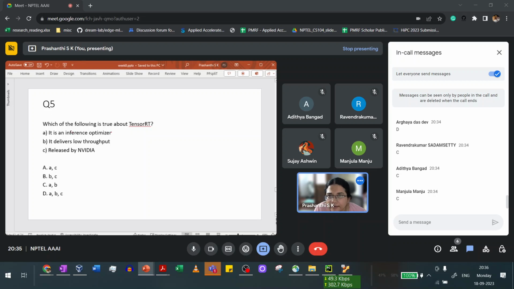Let's move on. Which of the following is true about TensorRT? Inference optimizer, low throughput, released by NVIDIA. And you have 4 combinations. Okay, we have one answer saying A, comma C. Okay. Anyone else? I'll give you one more minute.